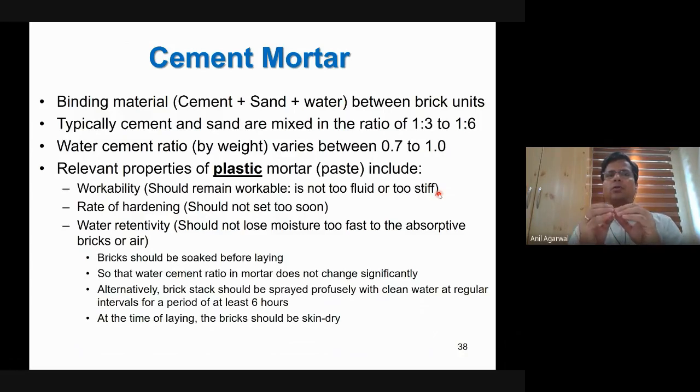Correct? So if you do too much of this one, if you try to make it too plastic, then it may adversely affect some of its properties after it hardens. So what are the properties that we want from mortar when it is in plastic, paste form? We want it to be workable. What do I mean by workable? It should be able to spread. It should be able to deform and spread the way I want. It should not be too dry, too stiff.